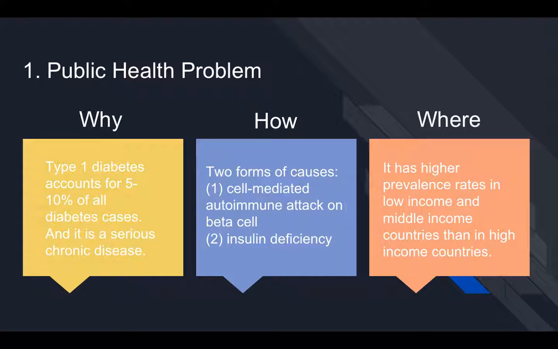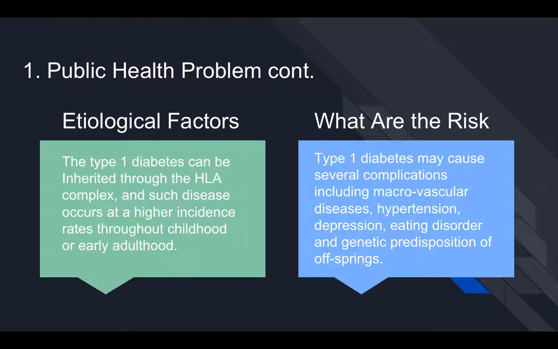Diabetes occurs more often in low-income and middle-income countries than in high-income countries. It has 5 to 10 times greater prevalence rate in Oceania, Middle East, and North Africa than in some of the developed European countries. Type 1 diabetes occurs earlier in life than type 2 diabetes. It has higher incidence rates throughout childhood or early adulthood, and the disease can be inherited through HLA complex.